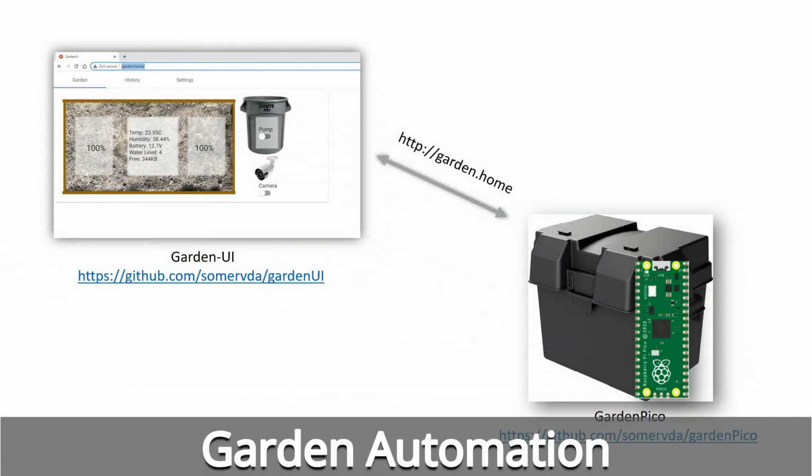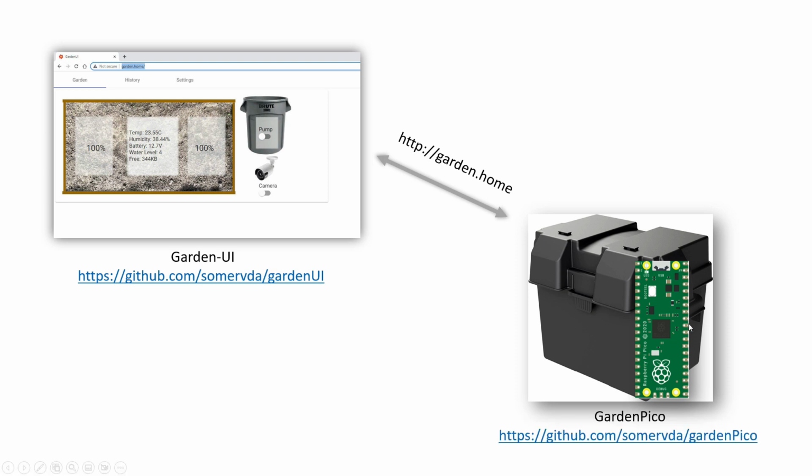So just a reminder of the parts that make up the garden automation. Last video I was looking at the Garden Pico side of it. This is the piece that sits in the garden, has a Raspberry Pi Pico, relays and things, and connects up to the irrigation system and decides when to water the garden and keeps an eye on it. It also hosts the Garden UI Angular application, and that's what this video is going to be about mainly. It's called Garden UI, and it talks over web services to the Garden Pico.